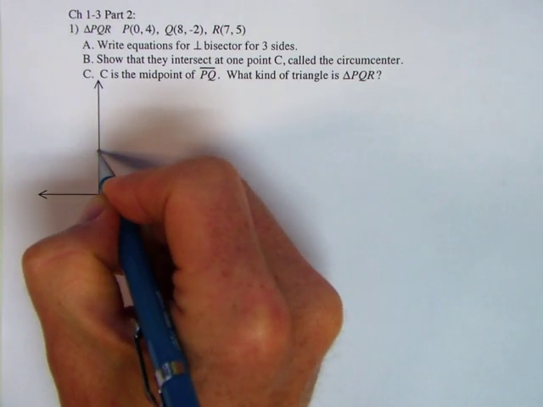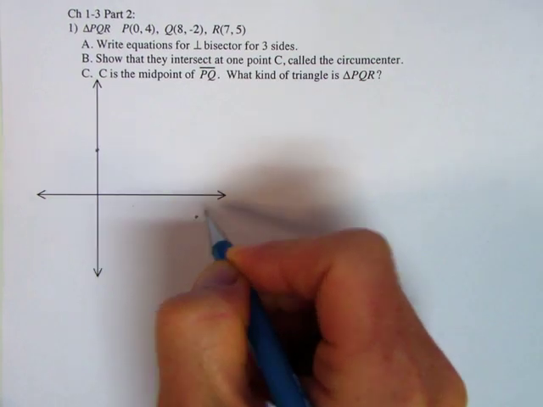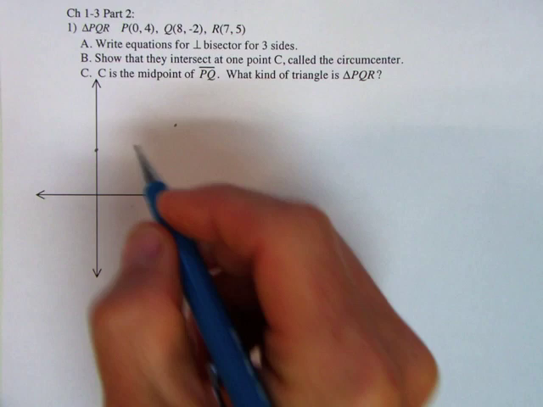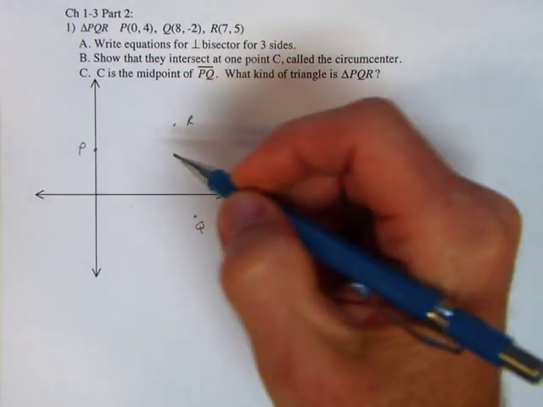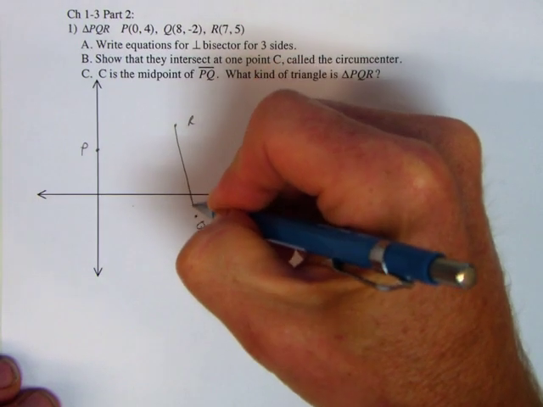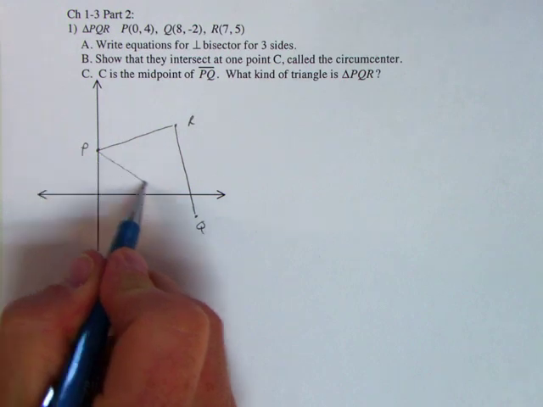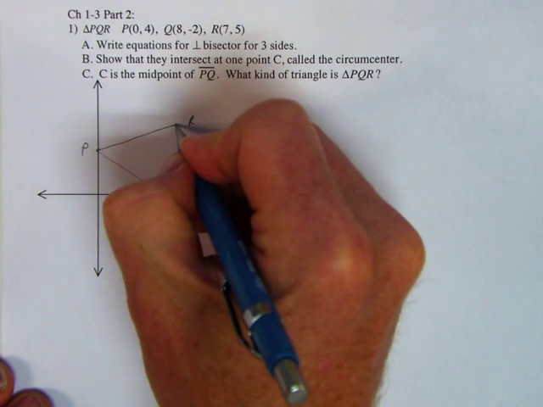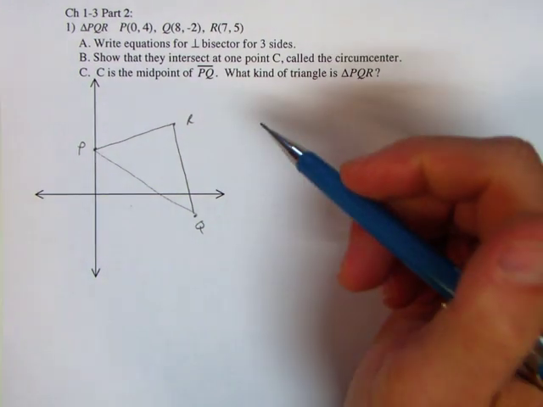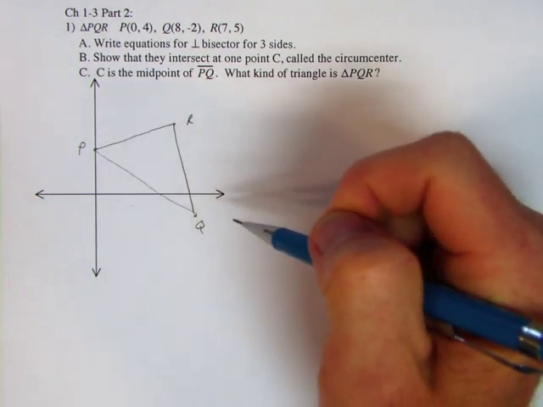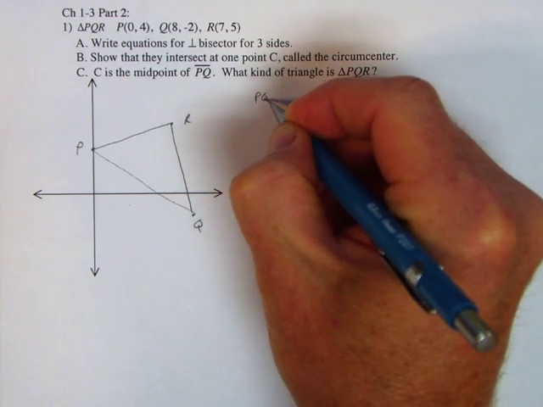We have 0, 4. We're just putting it there. 8, -2, and then 7, 5. So we have P, Q, R. This is going to be very important that we have everything labeled well, though. So let's pick one of the sides. We'll just start with PQ. Let's find the perpendicular bisector of PQ.